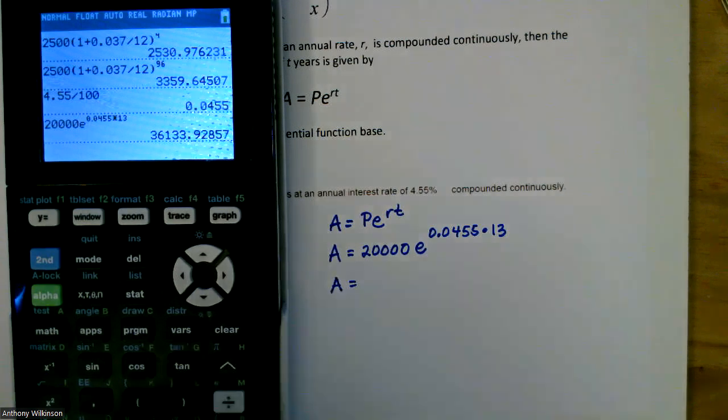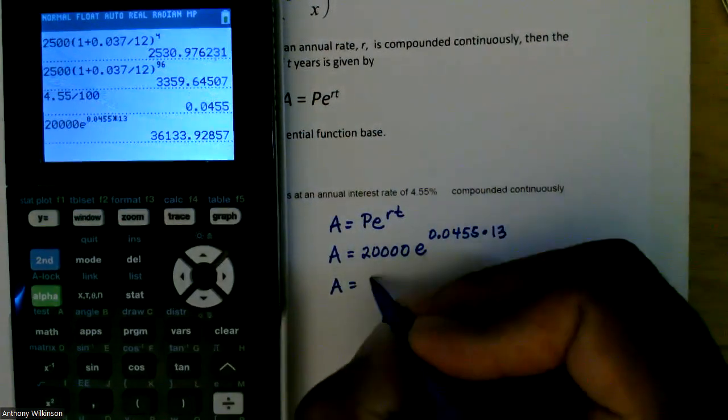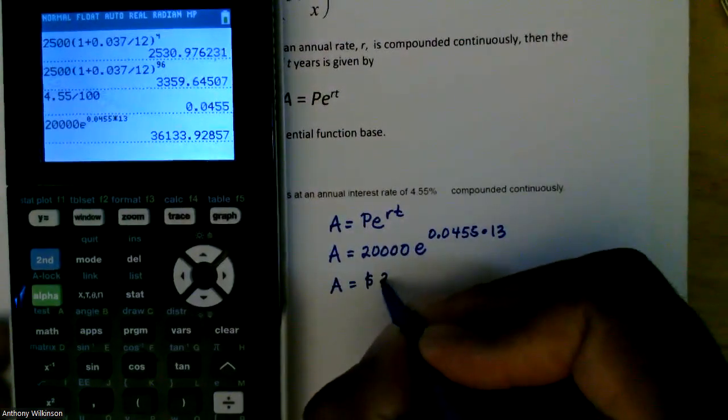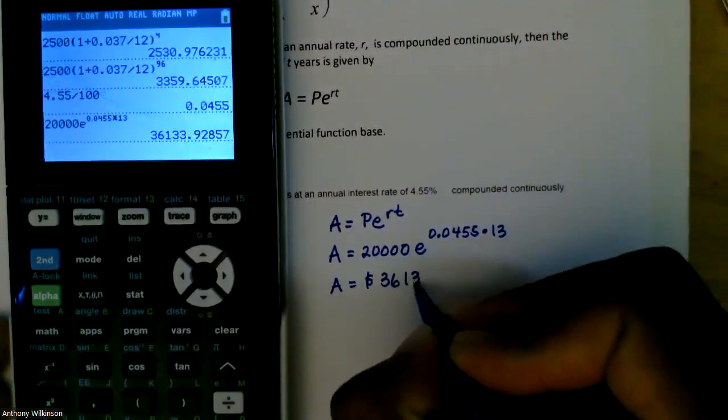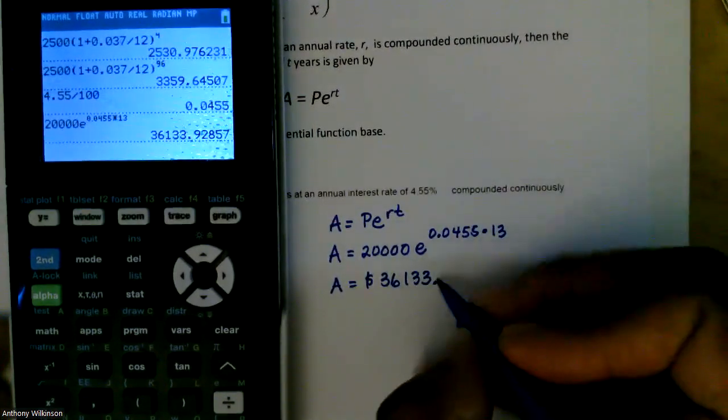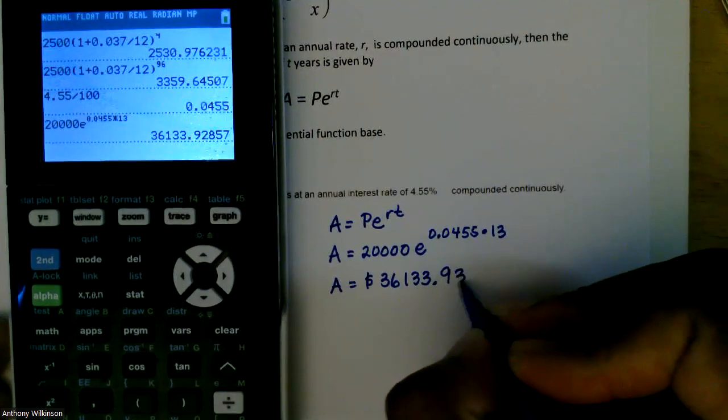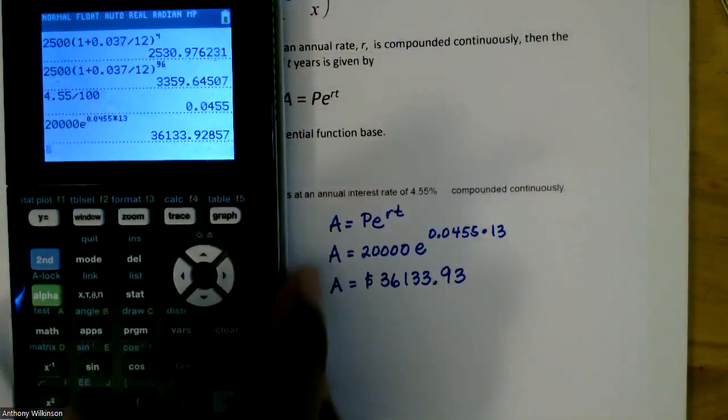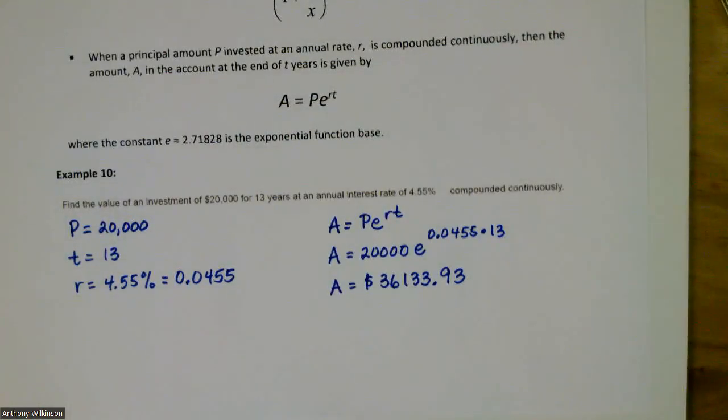Now to two decimal places, this will be $36,133.93. So that amount represents the value of an investment of $20,000 for 13 years at an annual interest rate of 4.55% compounded continuously.